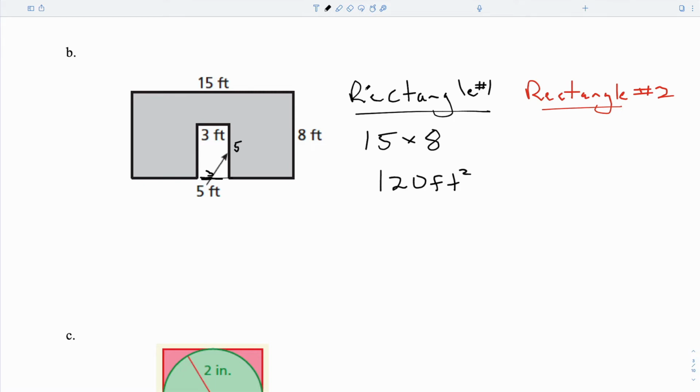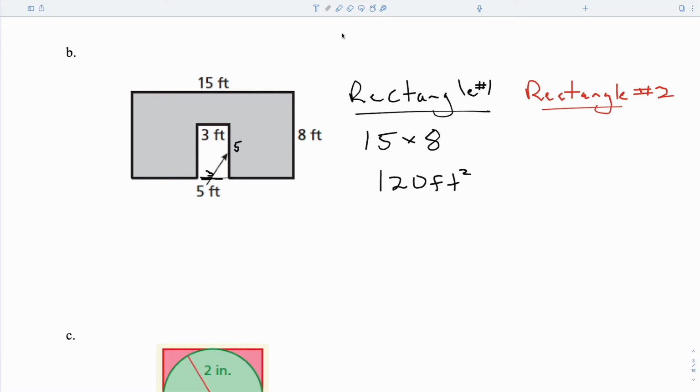Okay, track the board. Rectangle number 1 was large, so you just did 15 times 8, the 2 longest sides. Why didn't I divide this by 2, Ella? There's no triangle. For a rectangle, you just do base times height or width times length.